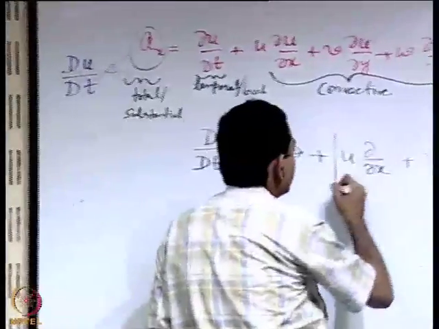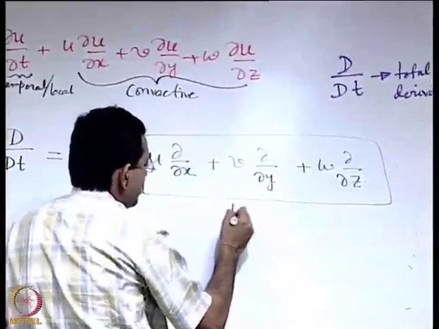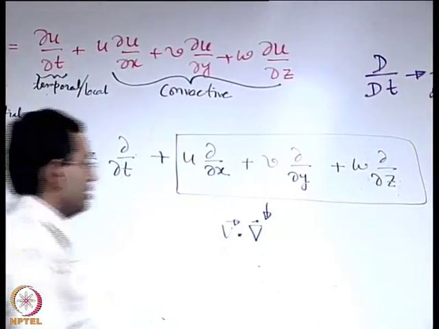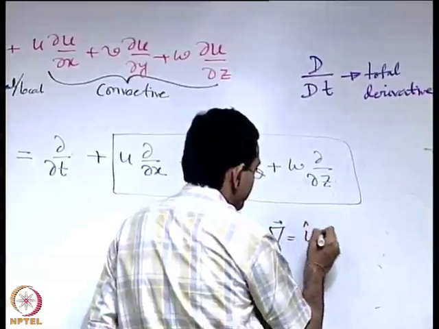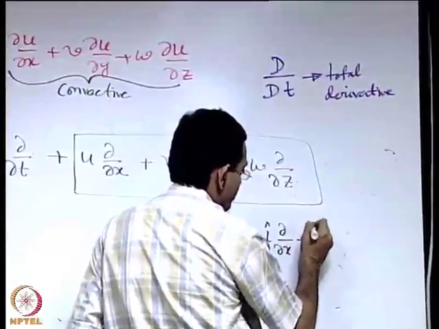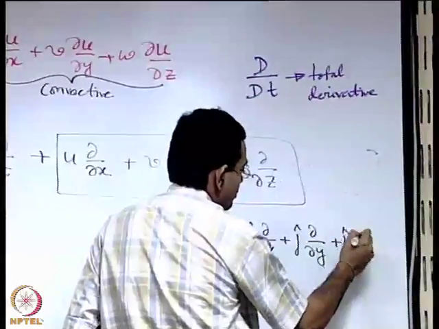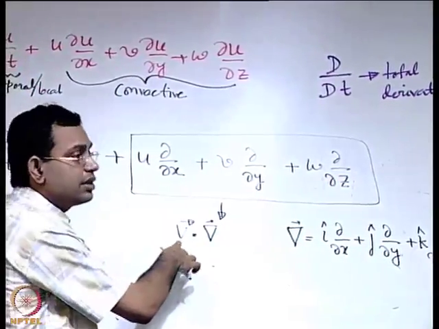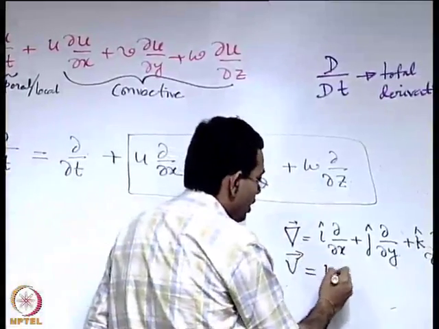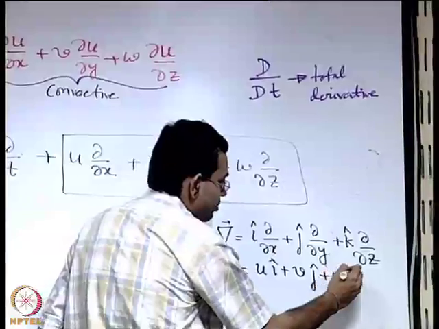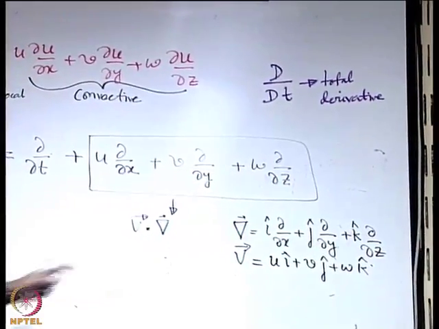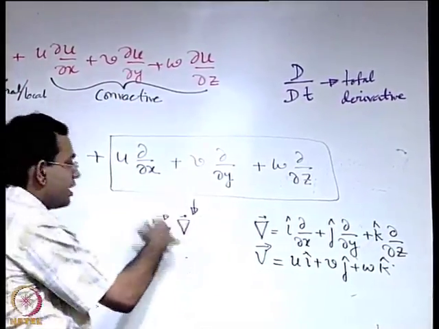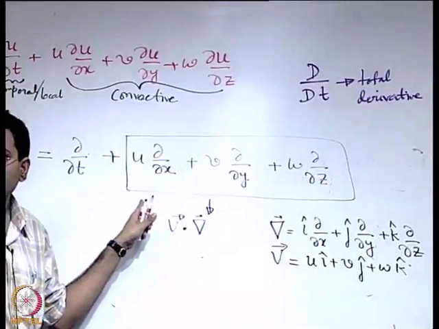Now, you can write these terms in a somewhat compact form. This you can also write as v dot del, where del is the operator given by the following, and v is the velocity vector, that is, ui plus vj plus wk. If you make a dot product of these two, you will see that this expression will follow. So it is a compact vector calculus notation of writing the convective component of the derivative.